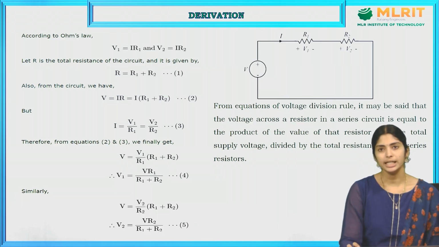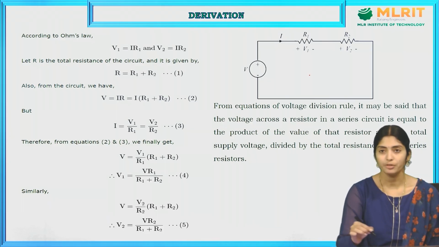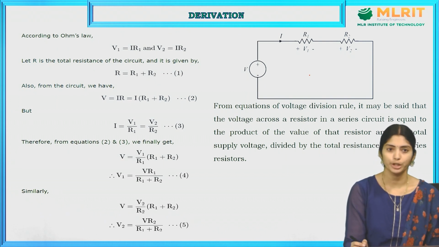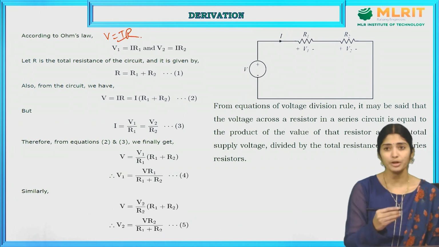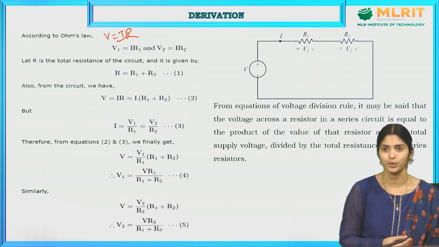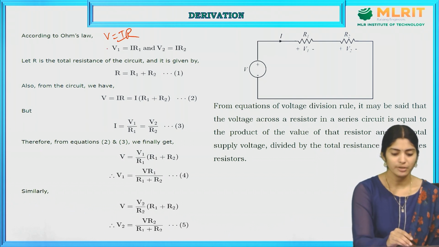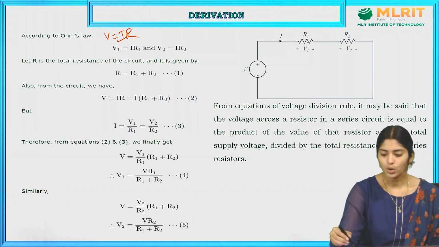Now let us see the derivation of the voltage division rule. This is the same circuit which I had shown you before. According to Ohm's law, we know that V is equal to I into R. From this basic principle only, we are going to derive the voltage division rule and the current division rule. Here I have two resistors, R1 and R2, so across R1 there will be V1, and across R2 there will be V2.